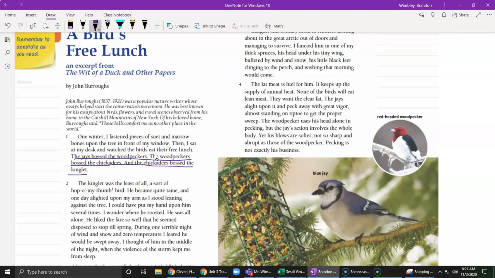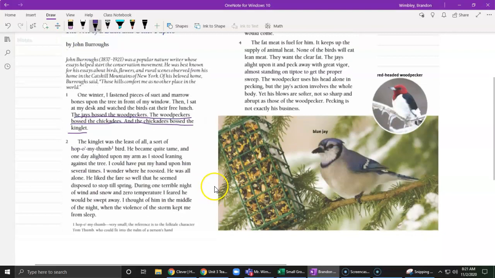The kinglet was the least of all, a sort of hop-o'-my-thumb bird. He became quite tame, and one day alighted upon my arm as I stood leaning against the tree. I could have put my hand upon him several times. I wonder where he roosted. He was all alone. I liked the fair so well that he seemed disposed to stop till spring. During one terrible night of wind and snow and zero temperature, I feared he would be swept away. I thought of him in the middle of the night, when the violence of the storm kept me from sleep.